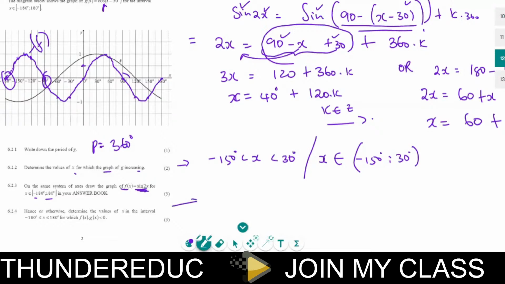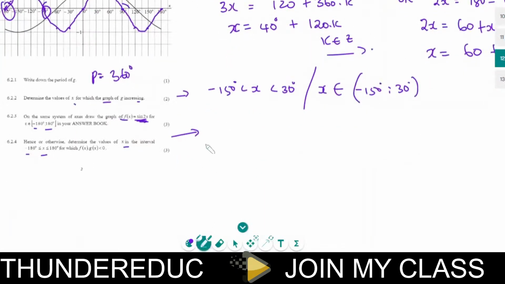Then 6.2.4, they are asking us to determine, hence or otherwise, the values of x in this interval for which f of x times g of x is less than 0. Now, what does this mean?